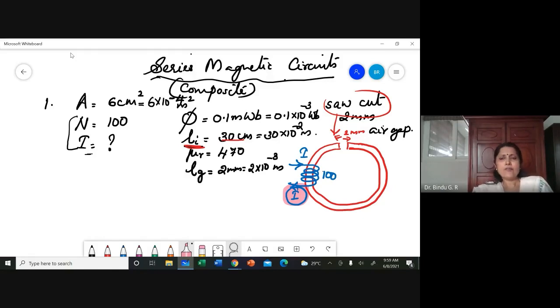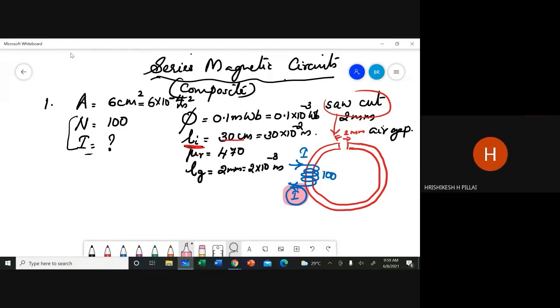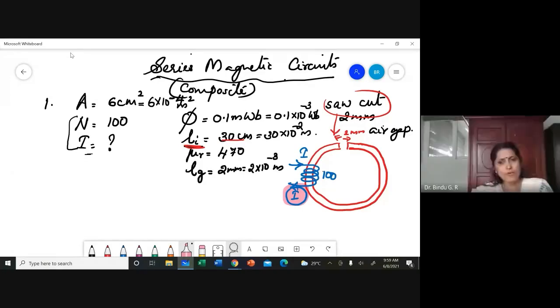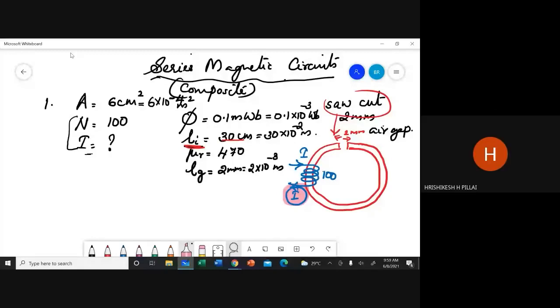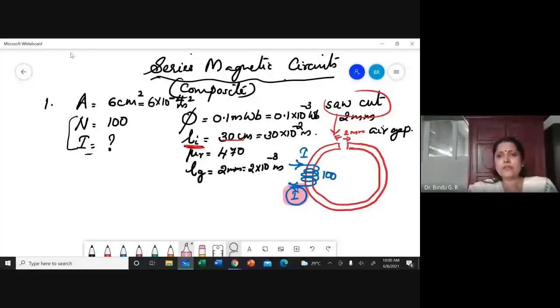Okay, that is the question. Rishikesh, have you done such problems at +2 level? Yes, ma'am. Kind of, yes, similar. Okay. So my task is easier.